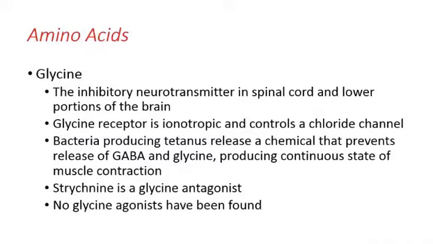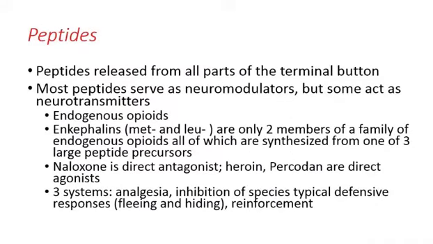Peptides. There are a lot of peptide neurotransmitters. Peptides are released from all parts of the terminal button, and most of those peptides serve as neuromodulators, but some act as neurotransmitters. Some of the neuromodulators that are important that we've seen are the endogenous opioids, or endorphins. These are the compounds that are produced by the body that are very similar in chemical structure to heroin and morphine and things like that. And they produce the so-called runner's high.